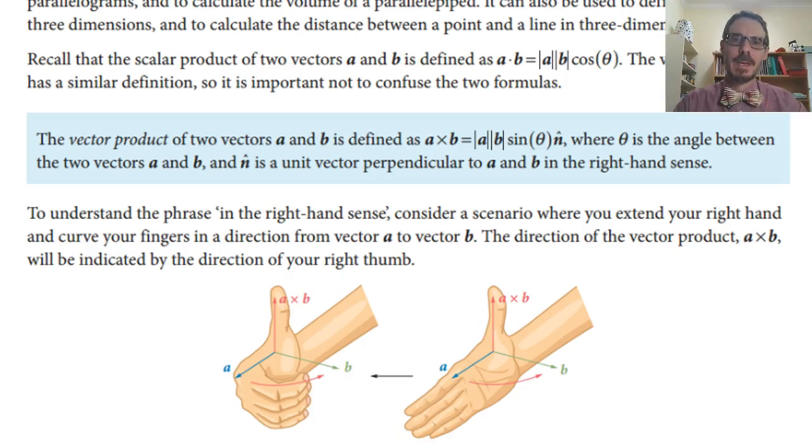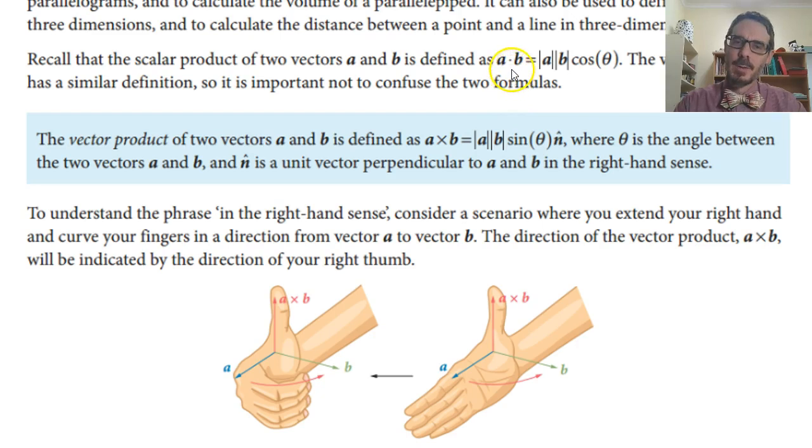So now let's talk about the vector product. We've done the scalar product before. The scalar product is the dot product. A dot B is the length of A times the length of B times the cosine of the angle between them. The vector product is very similar. Instead of cos, it's got sine.